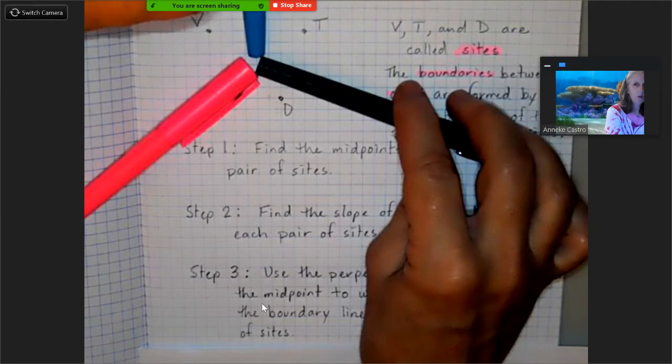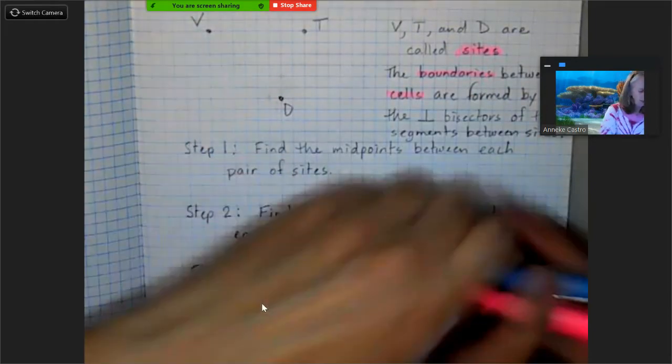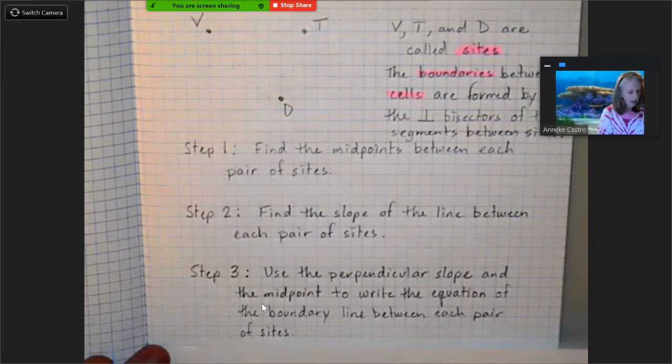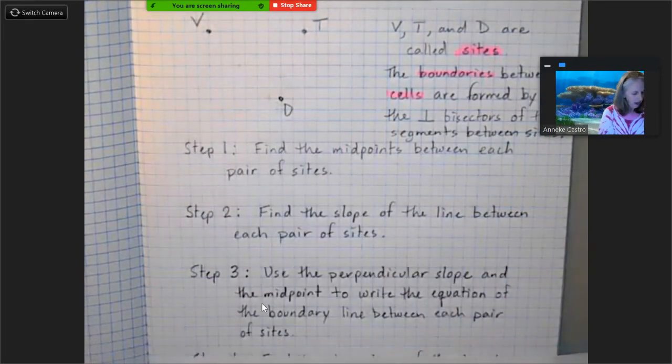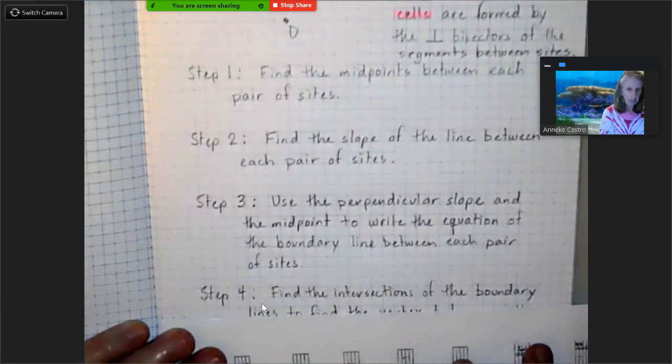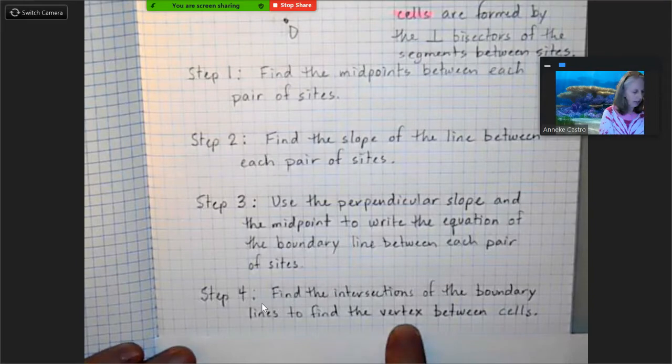Okay, so those are our boundary lines, and we're going to actually do this in just a second, and they are perpendicular bisectors of the segments that connect the sites. Then that point there in the middle where my three pens came together, that's called the vertex. The boundary lines intersect at the vertex, so we are going to find the intersection of the equations. Find the intersections of the boundary lines to find the vertex between cells.